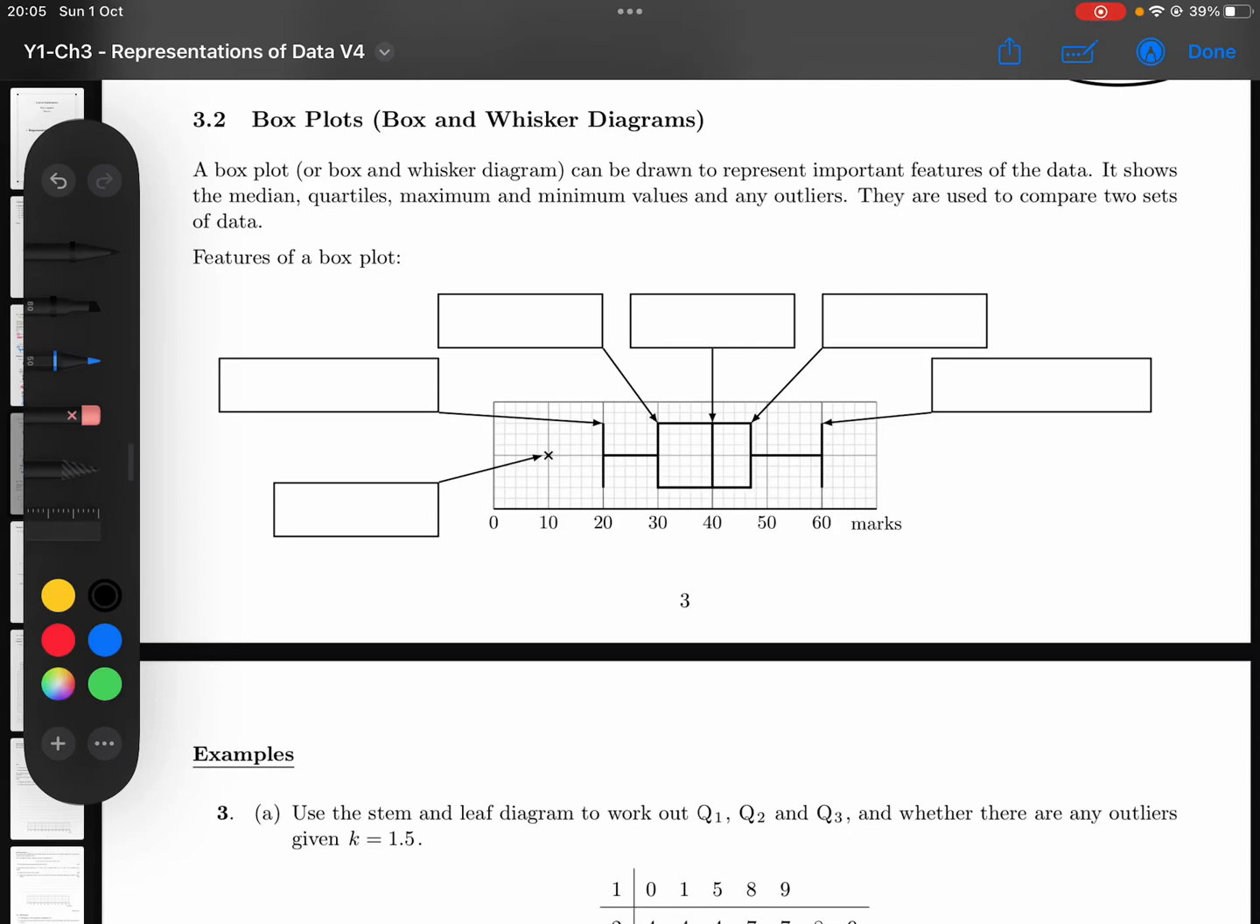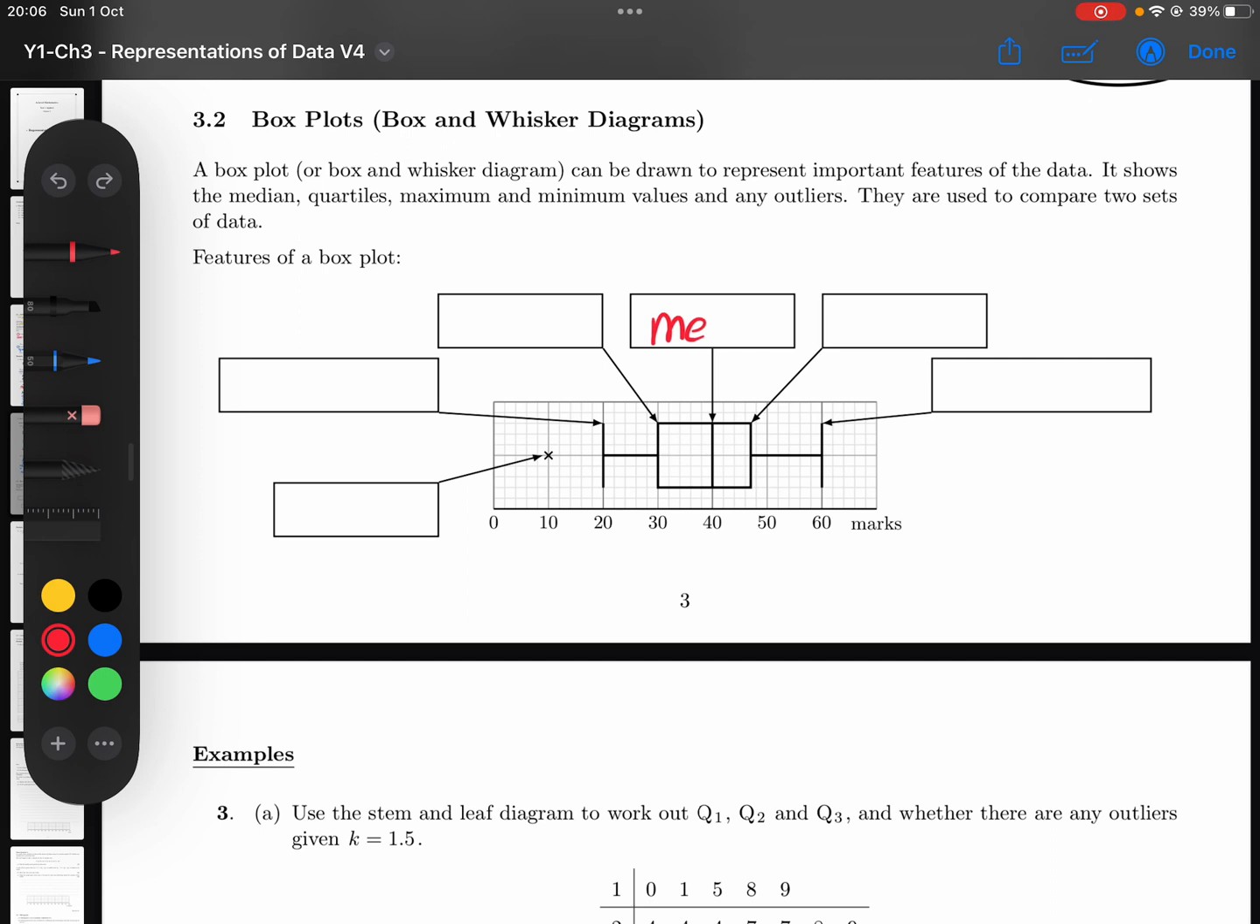Hello! In the second video of representations of data, we'll be looking at box plots and trying to visualise ways of viewing data. So this might be familiar from GCSE, but a box plot, also known as a whisker diagram, can be drawn to represent the important features of the data. In particular, it shows the median value.